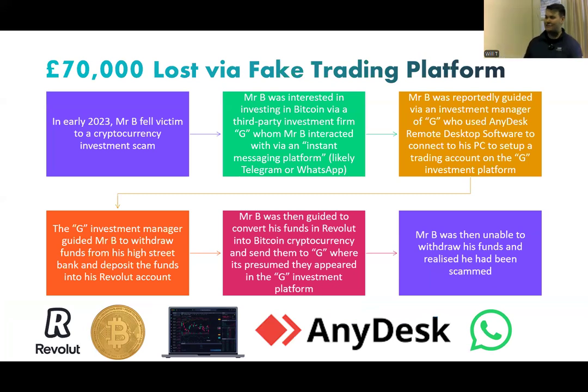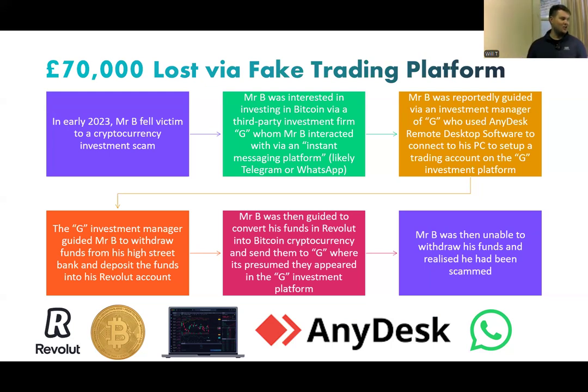Yeah, it can be. So another case here: £70,000 lost to a fake trading platform. In 2023, Mr. B fell victim to a cryptocurrency investment scam. Who hasn't? He was told to invest in Bitcoin via a third-party investment firm. He got the whole spiel. They're telling him how good it is, that he'd double his money instantly, this kind of stuff.